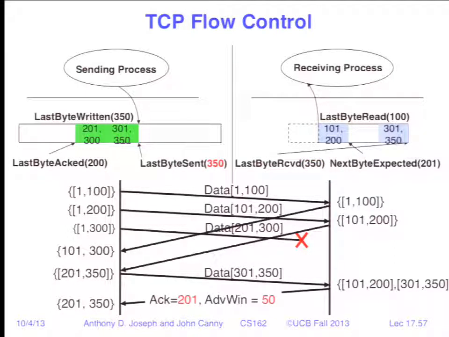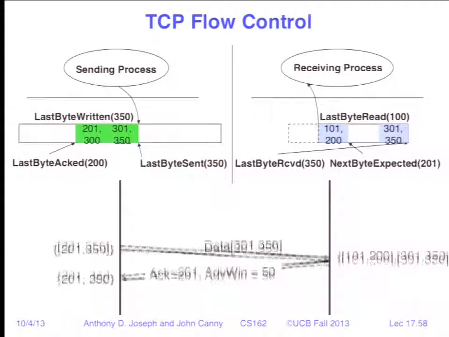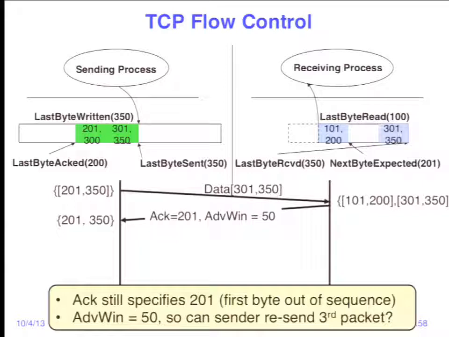All right? And that goes in. Okay. Now we get back an acknowledgement for 201, right? And an advertised window of 50. So since it still specifies 201, we know that it was out of sequence. Right? We know that it missed an acknowledgement. We expected to see 301. So can we resend that, even though the advertised window is 50, can we resend that packet?